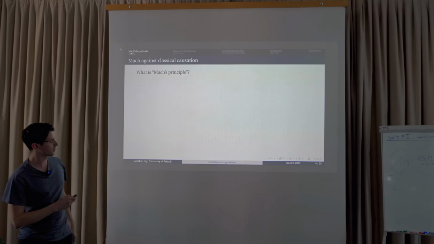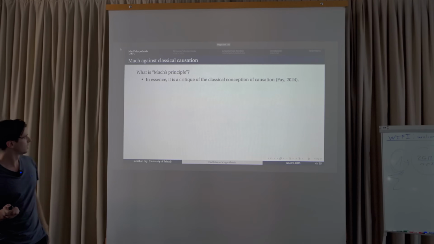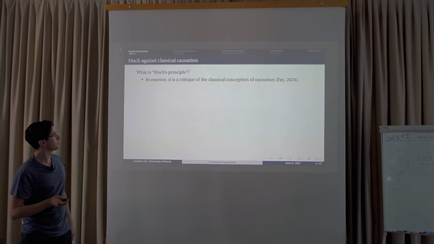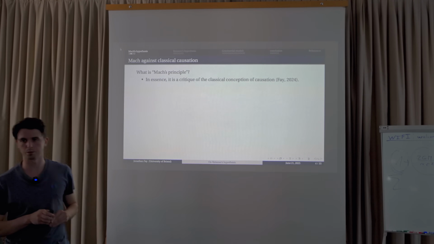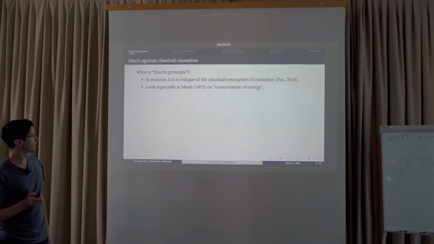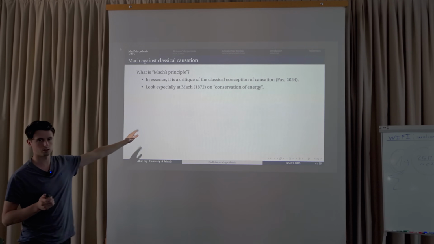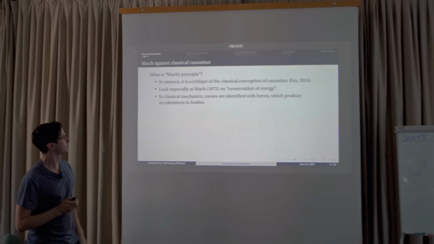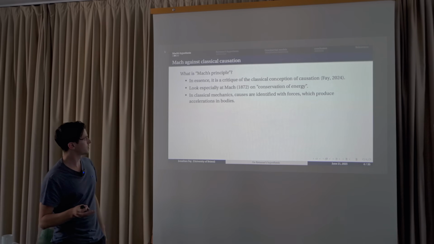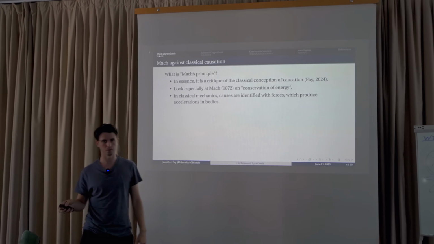But before that, what is it that motivates this kind of approach, this Mach's approach? In essence, Mach's principle is a critique of the classical conception of causation. This is what I argued in my paper from last year. And you can look especially at Mach's booklet on the conservation of energy from 1872 for this way of thinking. So in classical mechanics, causes are identified with forces which produce accelerations.